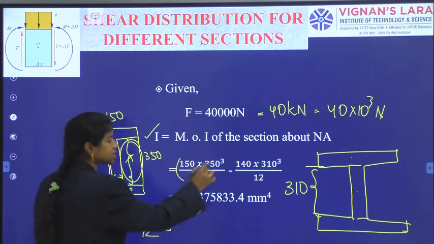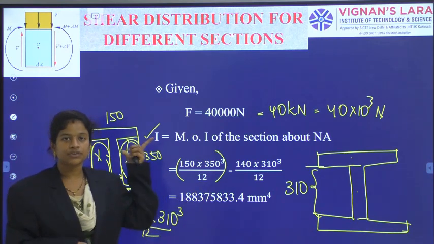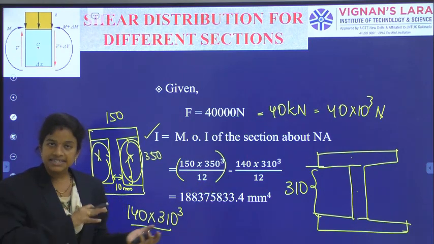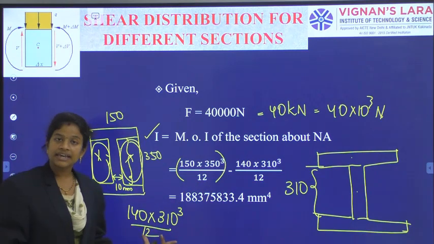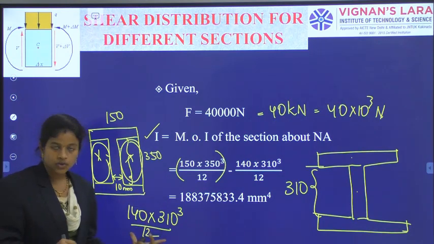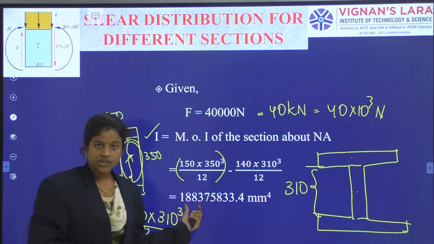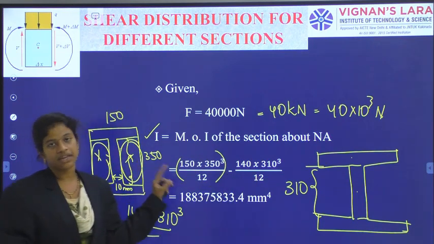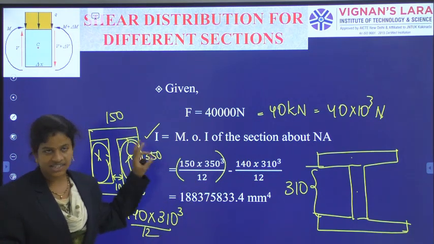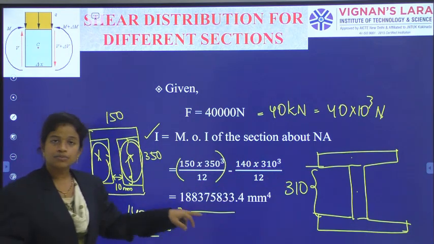So, the first portion is coming from the solid section, the rectangle with 150 by 350, bd cube by 12. But it is not a solid value. It is taking out something. So, that taking out portion I have calculated with width and depth as 310. These portions of moment of inertia I should subtract. So, original bd cube by 12 minus how much I am taking out, the bd cube by 12. Now, the overall moment of inertia of the I section involving those two terms, I have got this answer as this moment of inertia.